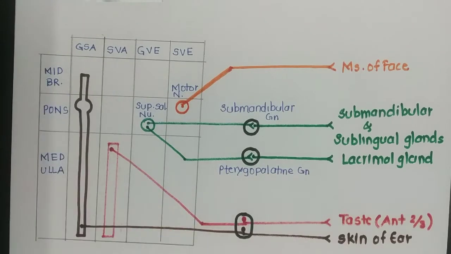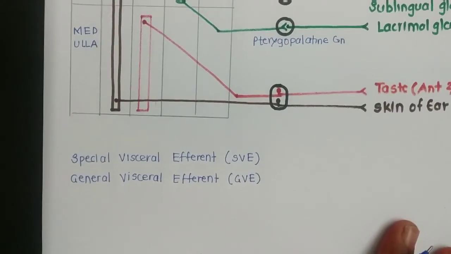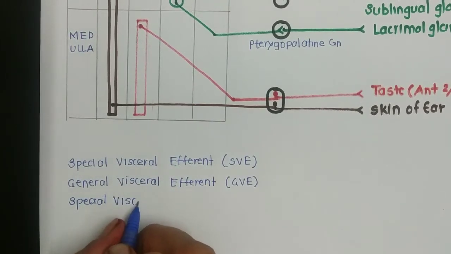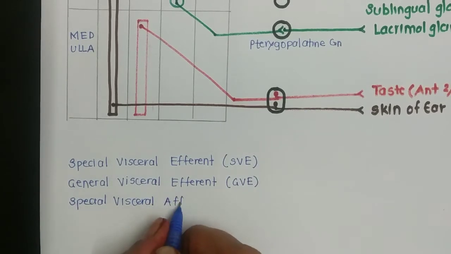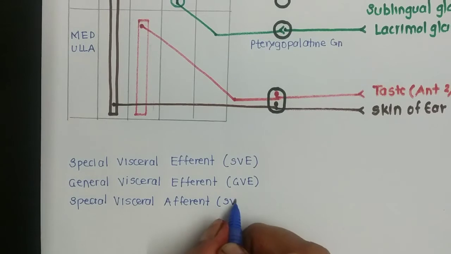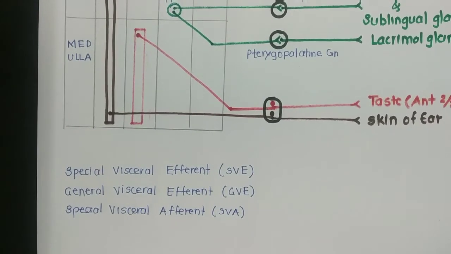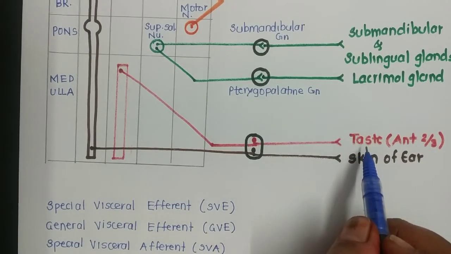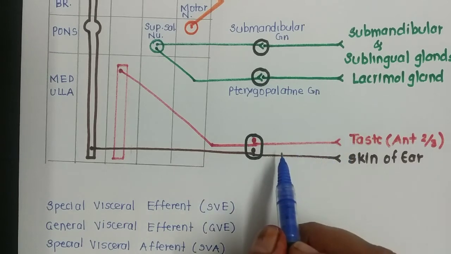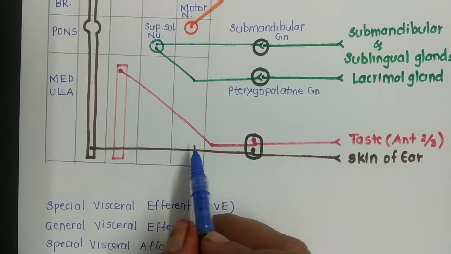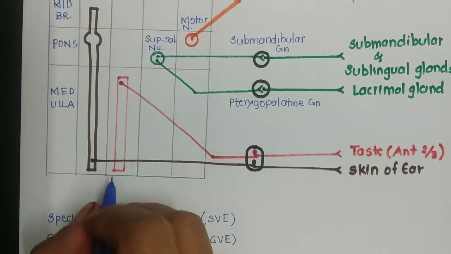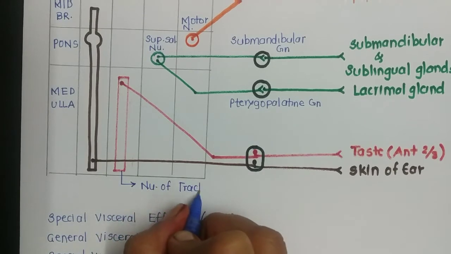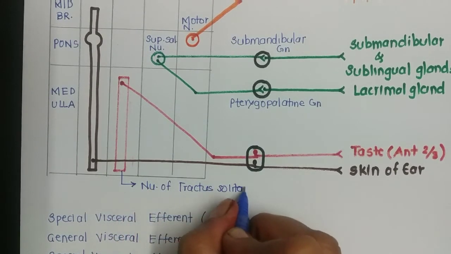The third component is the special visceral afferent column. We called it SVA. Now this component is responsible for carrying the taste sensation from anterior 2/3 of the tongue, and these sensations are further carried to the nucleus of Tractus solitarius. So this is nucleus of Tractus solitarius.